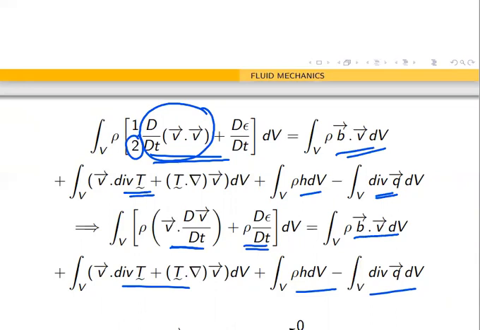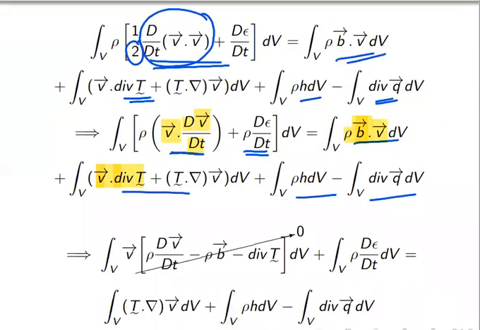Now the next step: we have V dot dV by dt, and we have all the dot products with V. So rho b dot V, and then we have divergence T dot V. All the dot products with V, I'm taking to one side.